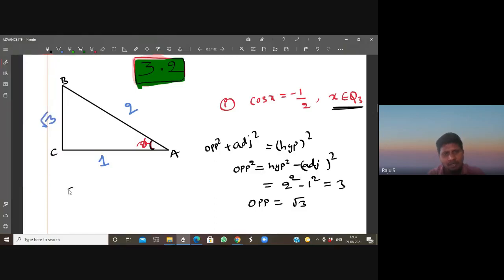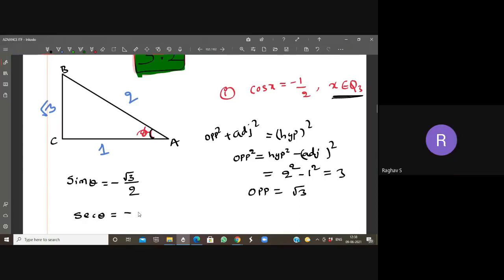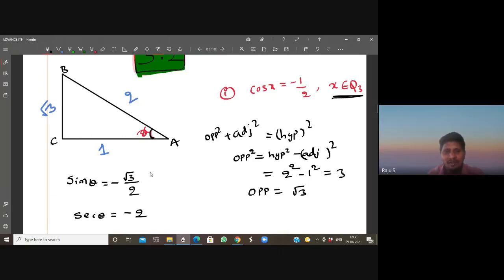Now what is sin theta? Opposite by hypotenuse. Now is sin theta positive or negative in third quadrant? Negative, sir. So that is minus root 3 by 2. Am I right? And secant theta. Already cos theta is given. What is secant theta? -2. Okay, fine. Next.